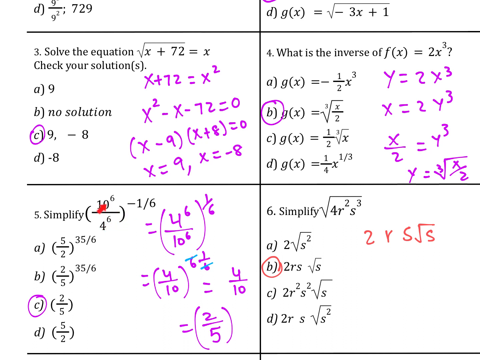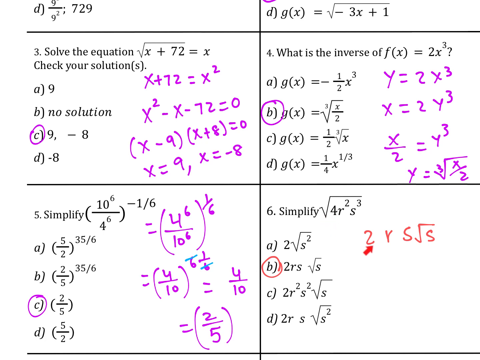Next we have 10 to the power 6 over 4 to the power 6, all to the power negative 1 over 6. To change the negative power, we switch the inside and it becomes a positive exponent. So you flip the inside and it becomes a positive exponent. Now take this 6 power outside of the bracket and it becomes 6 times 1 over 6. 6 and 6 cancel. 4 over 10 when you reduce becomes 2 over 5.